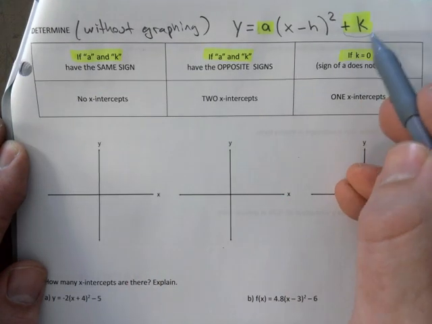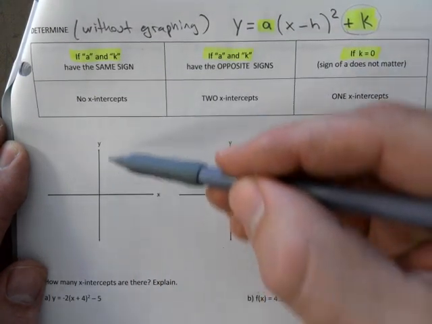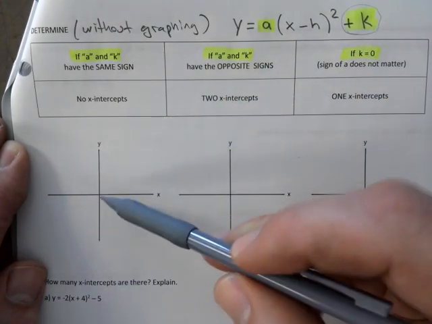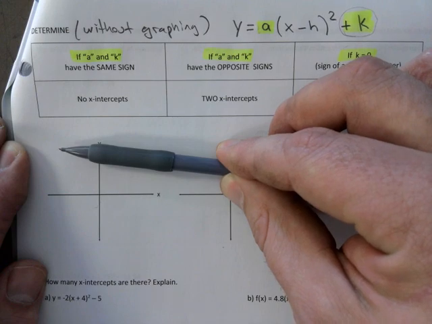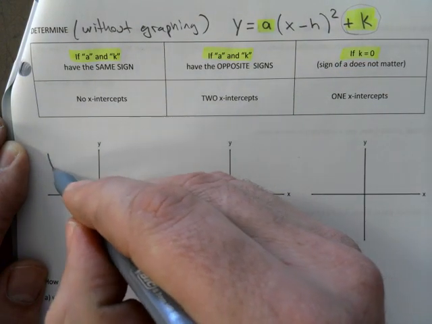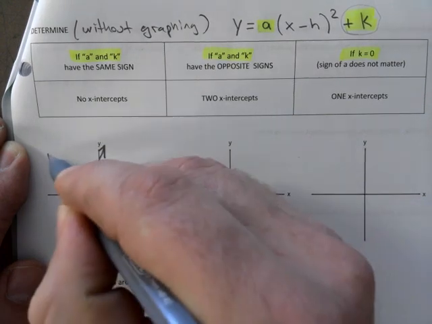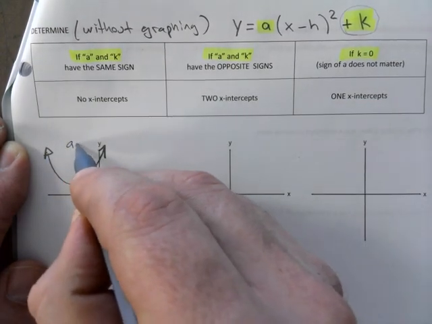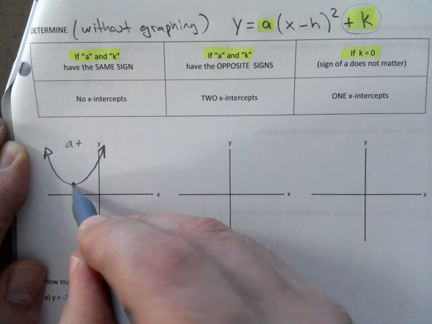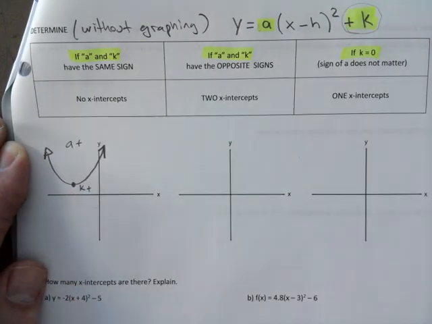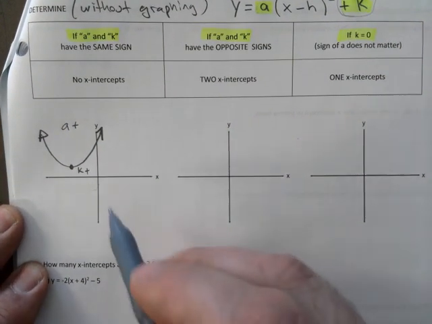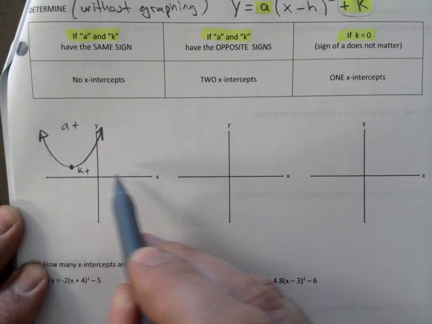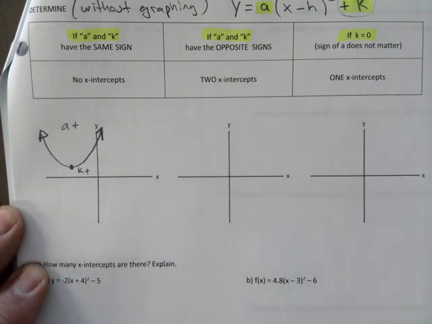Let's just focus on K. K tells you if you're going to be above or below the x-axis. So if K is positive, you're somewhere here. And if it's pointing up, you're never going to cross the x-axis. So let's do something like this. A is positive. K is positive, right? The x value of the vertex does not matter. We just shift it sideways, but it doesn't really matter for how many x-intercepts there are.